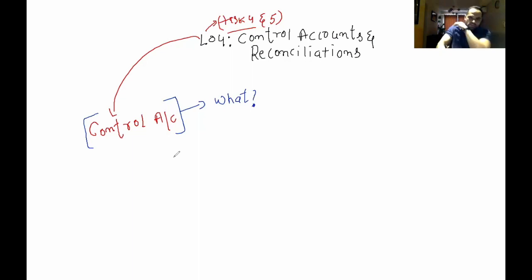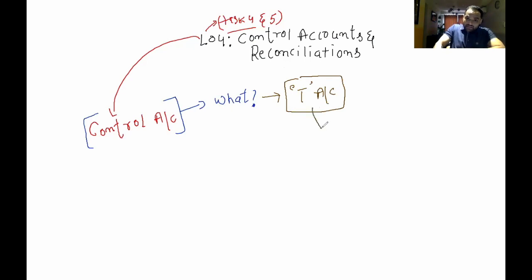Now, what is a control account? A control account is a T account, right? It's a ledger. T accounts summarize a large number of transactions. I repeat, it's a T account. It's one T account.